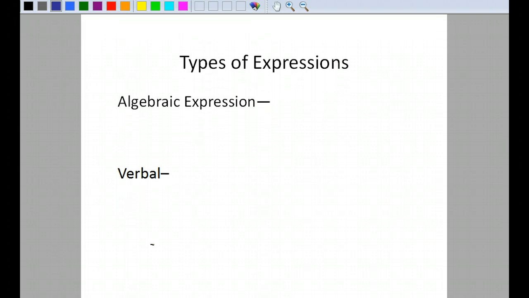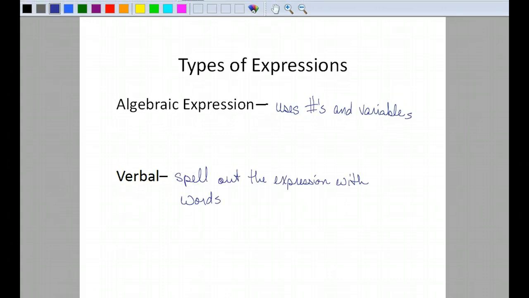Now another thing we need to talk about are the types of expressions. We could have an algebraic expression, and an algebraic expression uses numbers and variables. A verbal expression, on the other hand, spells out the expression with words. So I'll give you a second to write that down.